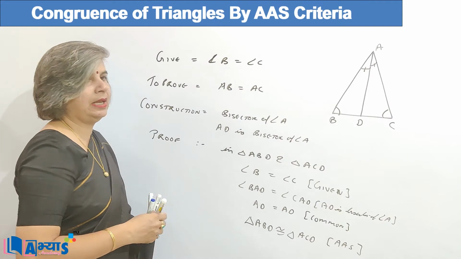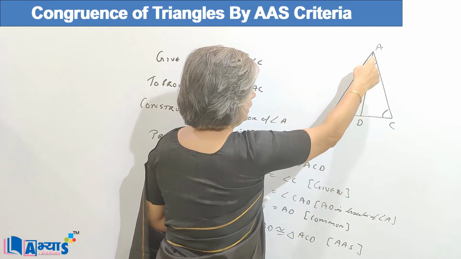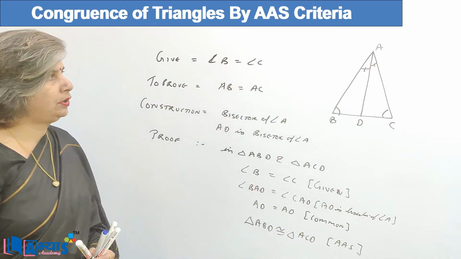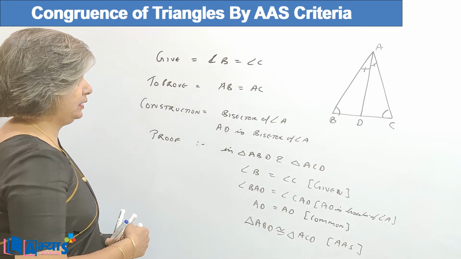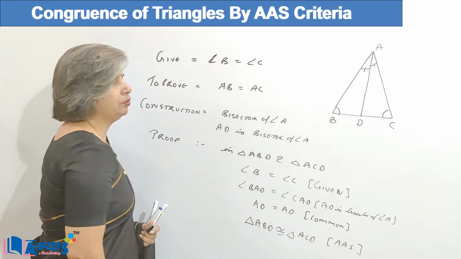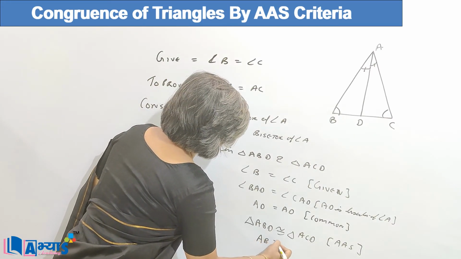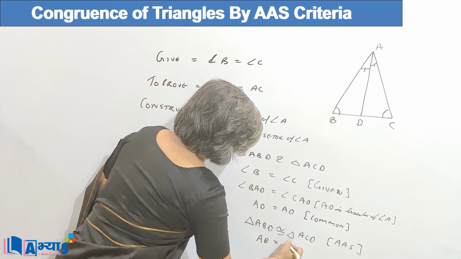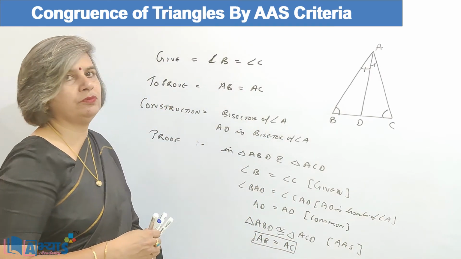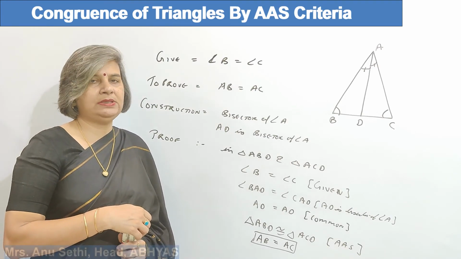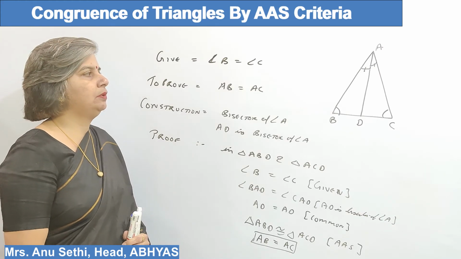That means angle, and the side not included. Angle B, angle BAD, and AD is the side which is not included in these two angles is equal. So we can say that triangle ABD is congruent to triangle ACD. Hence, using the corresponding parts of congruent triangles, we can say that AB is equal to AC. So this is how we can prove that if in a triangle angle B is equal to angle C, we can prove that side AB is equal to side AC.